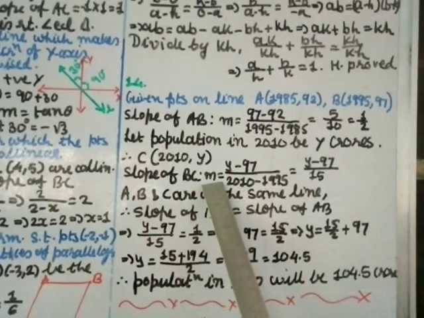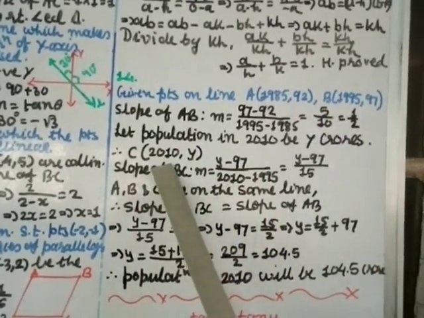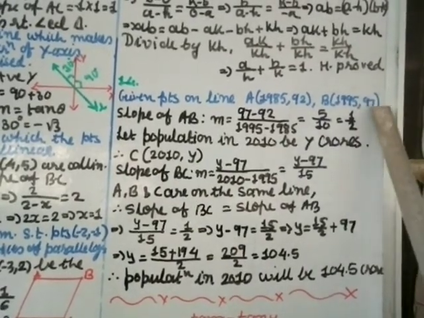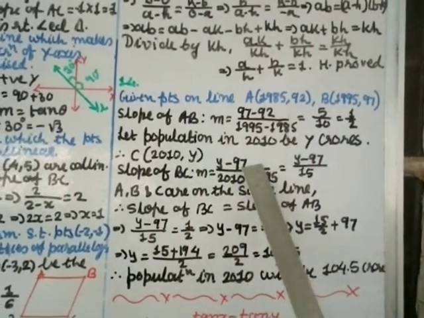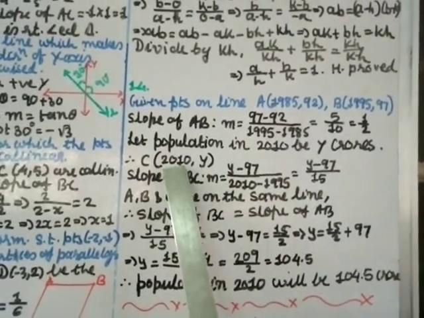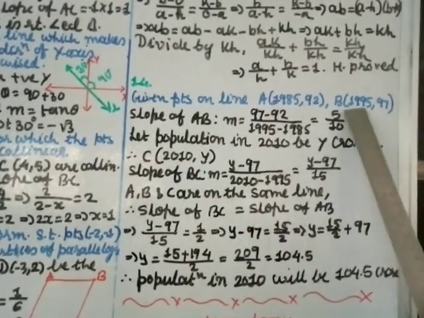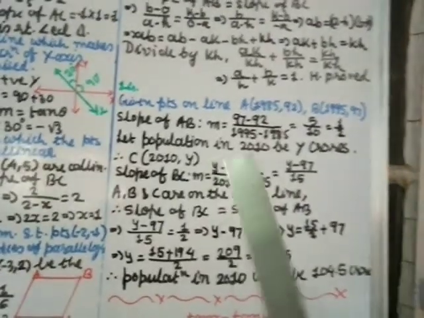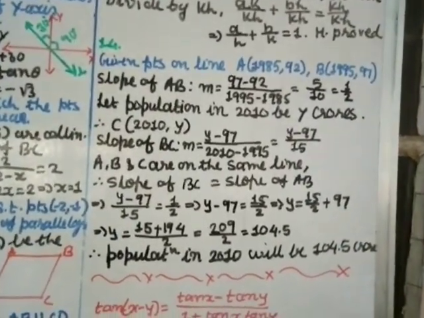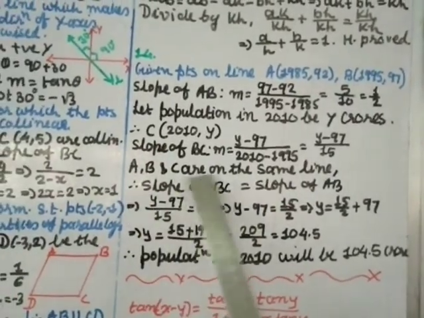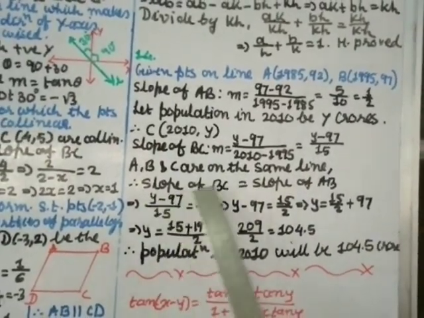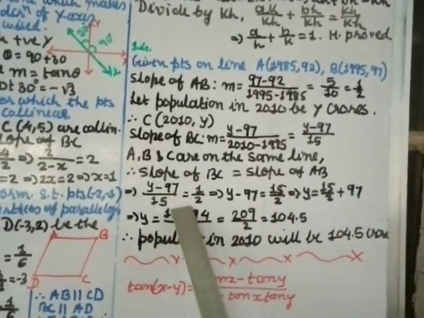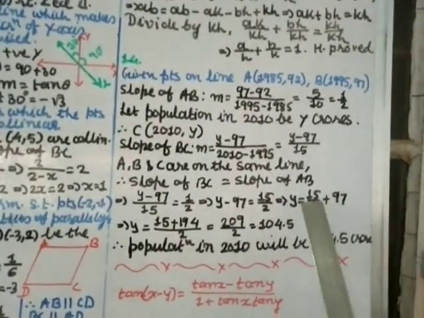Now slope of BC, m is equal to, now B and C I'll find the slope, so 97, if you take this as y2, then y2 minus y1, so y minus 97, and x2 minus x1, so x2 is this one, 2010 minus 1995, so this keep as it is, and this difference is 15. Now this C also is on the line, that means all 3 points are on the same line, that means A, B, C are collinear, so we can say slope of BC equal to slope of AB. So slope of BC is this value, (y minus 97) by 15 equal to slope of AB we found here 1 by 2, so put here 1 by 2.